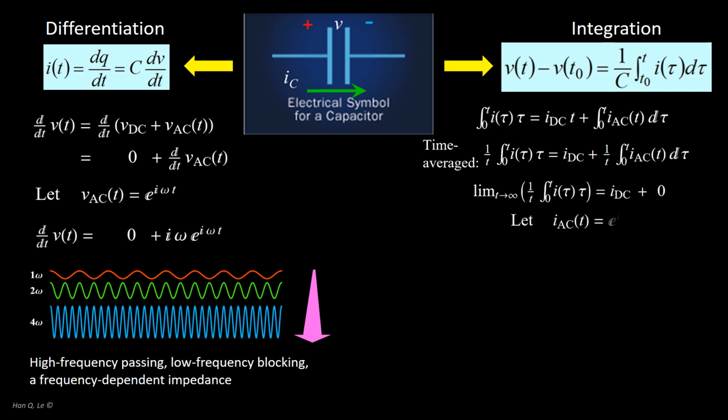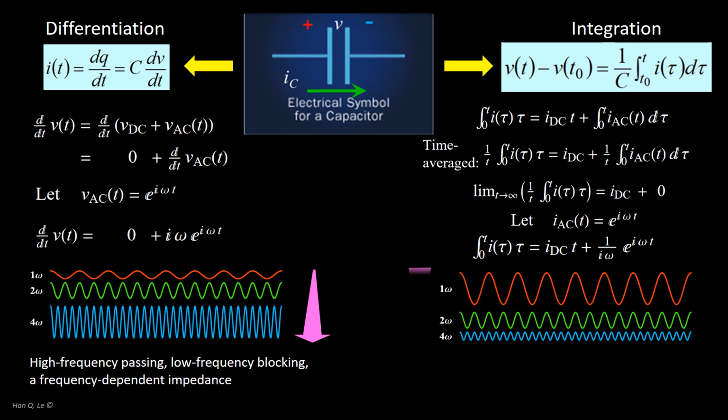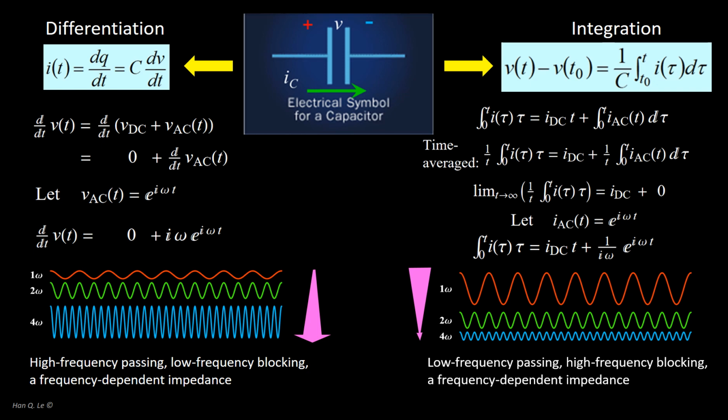Consider the AC current to be a pure harmonic with frequency omega also. Then the integration is also a harmonic but with an amplitude that is 1 over frequency. This means that the higher the frequency, the lower is the output amplitude. Again, this is exactly the reverse of differentiation on the left. Hence, integration also acts like a frequency-dependent impedance. It lets through low frequency, and blocks high frequency.